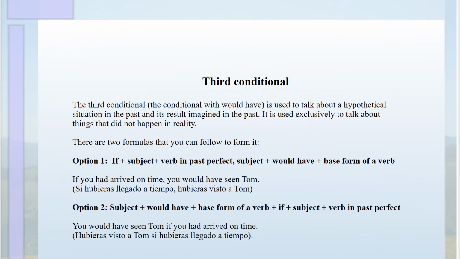Option 2: subject plus would have plus base form of a verb plus if plus subject plus verb past perfect. For example, in the sentence, you would have seen Tom if you had arrived on time. Hubieras visto a Tom si hubieras llegado a tiempo.